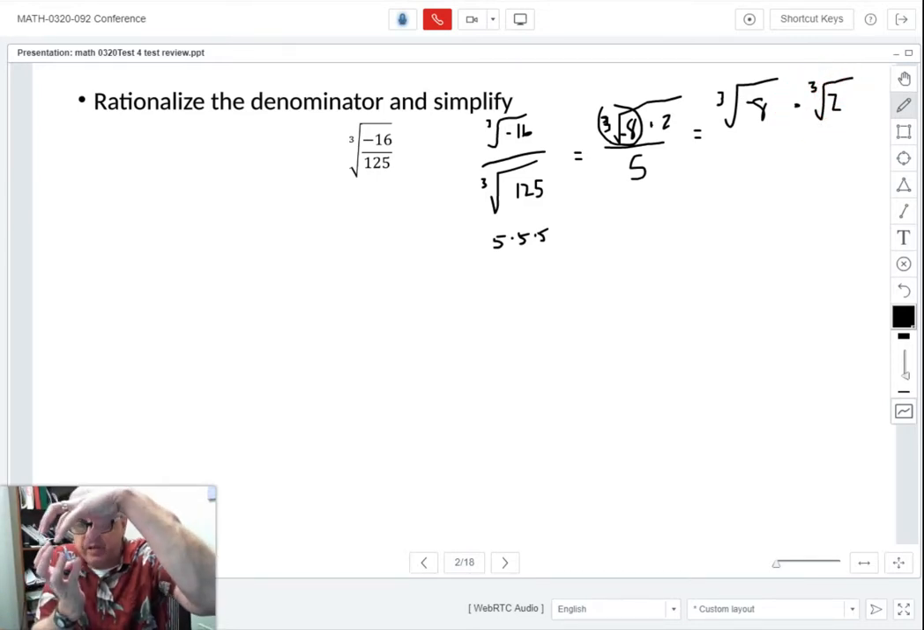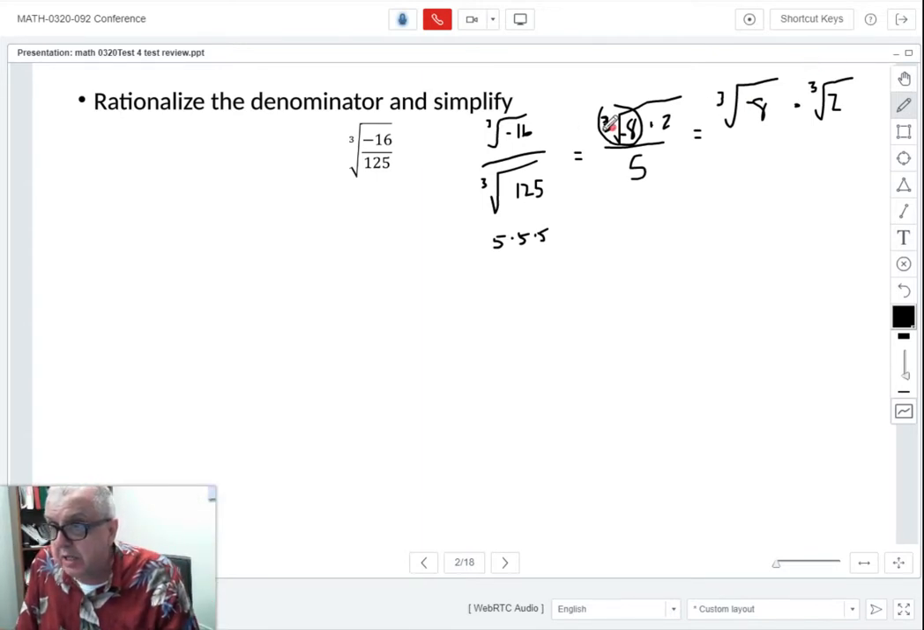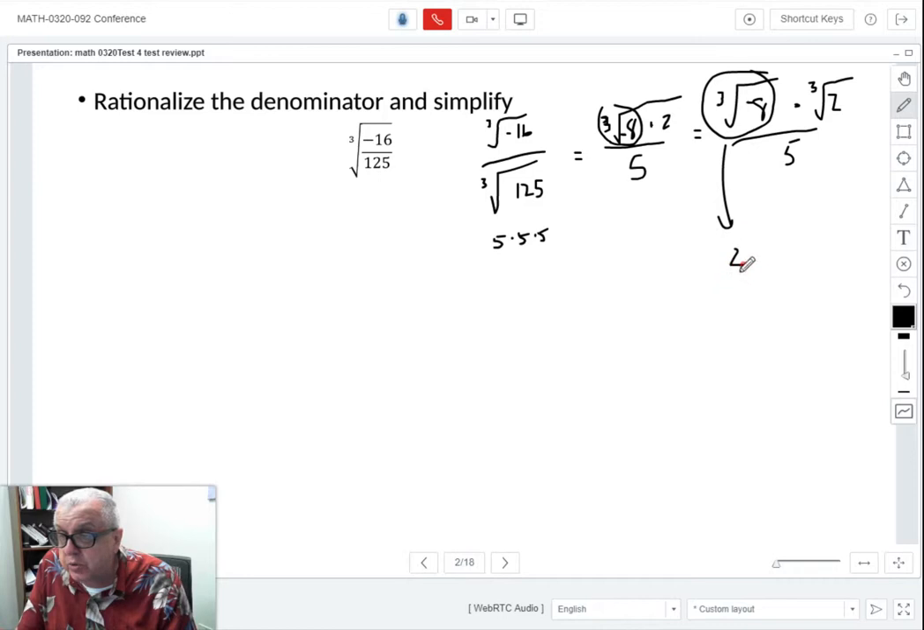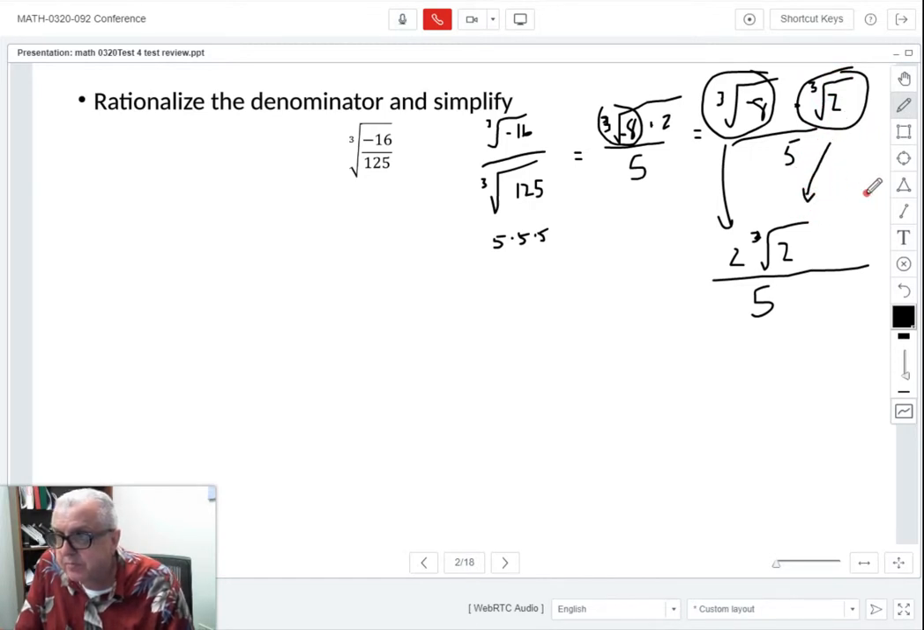Remember I said if you have a radical multiplying or dividing, you can break them apart or you can squeeze them together. So I'm just separating them and breaking them apart. Well, the third root of negative 8 actually equals negative 2. I'm having a hard time writing the third root. And the third root of 2 stays as the third root of 2. And then we are done.